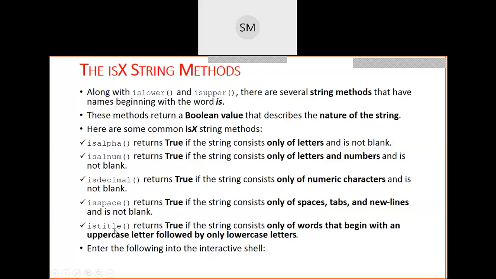So first character will be capital, first character of every word will be capital. If it is true, then it gives us a true. If it is not, then it gives us false. So just see how it is. So hello dot is alpha. Of course all characters in this hello string are alphabets, so it gives us a true. So second instruction is hello 123 is alpha.